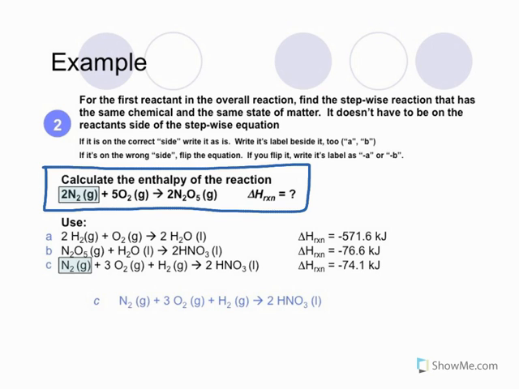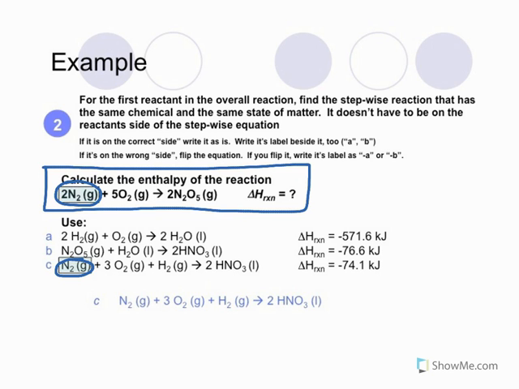Alright, then, for the first reactant in your overall reaction, so in your puzzle box, find the stepwise reaction that has the same chemical and the same state of matter. So in our case here, we have nitrogen as a reactant, and we're looking for nitrogen as a reactant in the puzzle pieces below. And it's highlighted here, it's listed as a reactant there. Fabulous. It's on the same side.